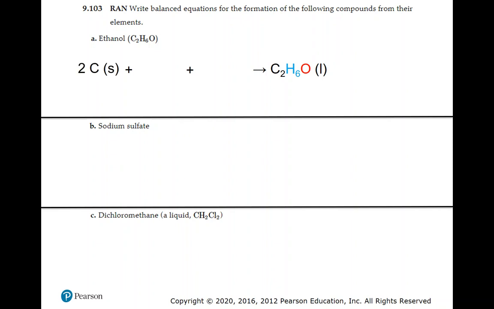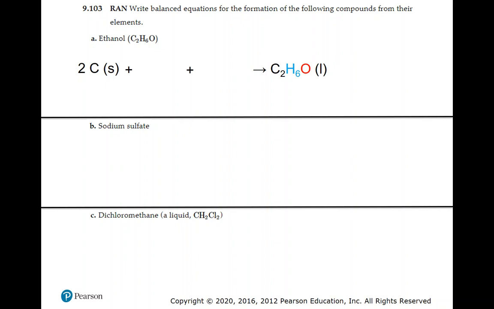For carbon, the standard state is just carbon solid, specifically graphite. There are other forms of solid carbon, notably diamond, but the standard one is graphite. And we need 2 moles of that. So carbon solid just implies 1 mole of carbon, so we'll put a 2 in front of that, and that balances our carbon.